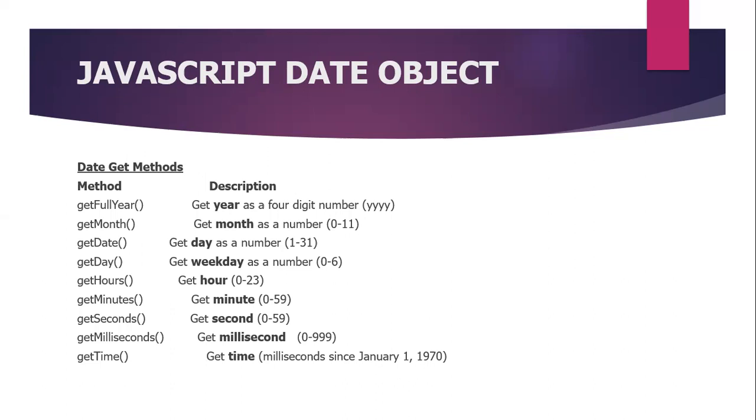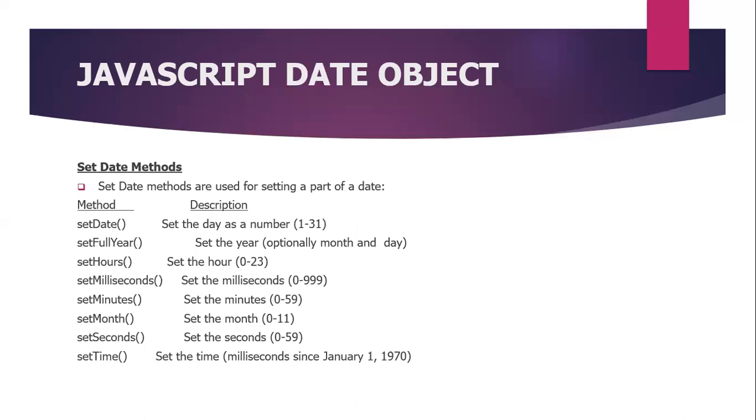getHours will return the current hour. For example, if it is 12:30, it will return 12. But it is in 24-hour format. If it is 12 a.m., it will be 0, and if it is 11 p.m., it will be 23. getMinutes will return the minutes. For example, 11:30 means 30 will be the return value, and similarly for getSeconds and getMilliseconds. getTime will return the milliseconds since January 1, 1970.